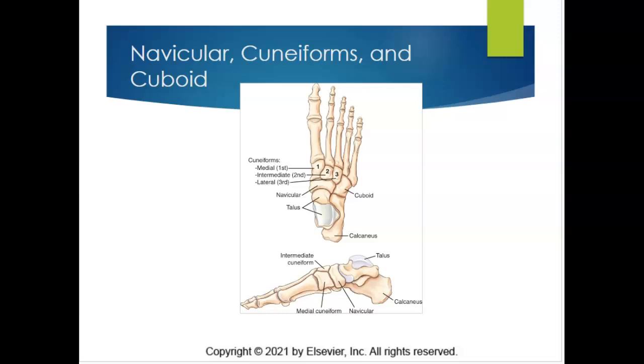Last but not least, we have the cuboid, located on the lateral aspect of the foot, distal to the calcaneus and proximal to the fourth and fifth metatarsals. It articulates with five bones: the calcaneus proximally, the lateral cuneiform and navicular medially, and the fourth and fifth metatarsals distally.